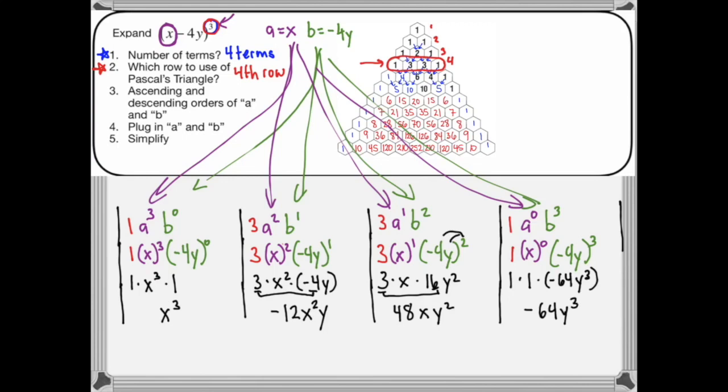So putting all the pieces together, we got to put the minus signs in there. They got to stay. So the final answer is going to give us x to the third minus 12 x to the second times y plus 48x y to the second and minus 64 y to the third. Okay, so that's what that looks like, expanded all the way out.